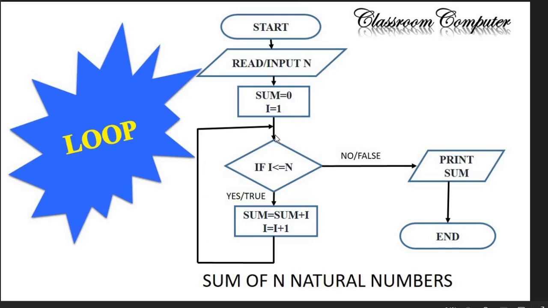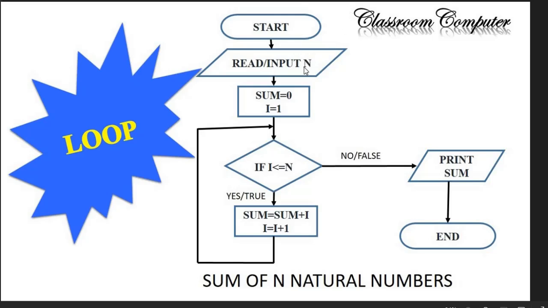Let's see an example. This program is for the sum of the first n natural numbers. So start from the first, after start, then the input box, then first read the value of n. The flowchart is the sum of n natural numbers, so it's like 1 plus 2 plus 3 plus 4 plus 5. So we have to take the value where you want to stop. If I want to stop at 5, then 5 is the value of n here.